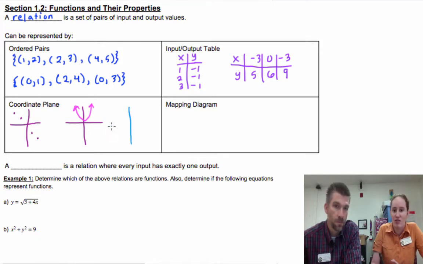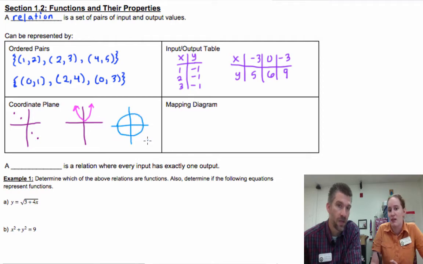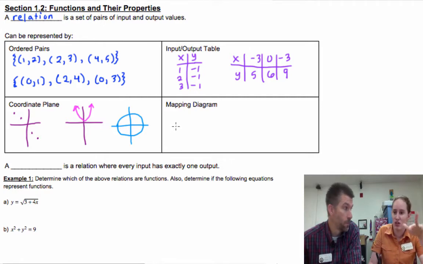Or you could have a graph maybe that looks like this. That looks like a conic section. Okay, well, like a circle or an ellipse. And then mapping diagram is the one that we'll see the least and has more application in super obscure levels of higher math, but she would know.